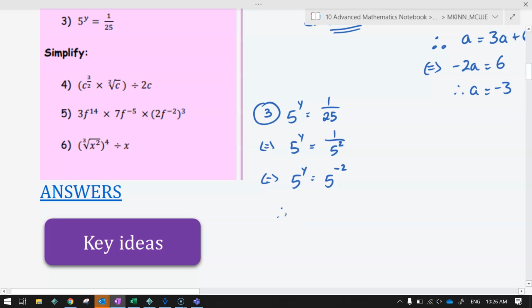When I have the bases are the same and these two expressions are equal, what can I say about the powers? Oh my goodness, one of us listened and learned. Thank you. You get a gold star. Everyone else is staying in. The powers are equal. y equals negative 2.